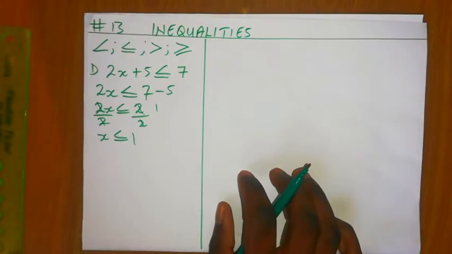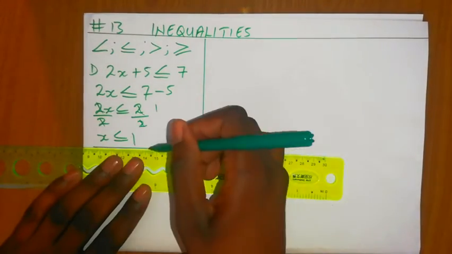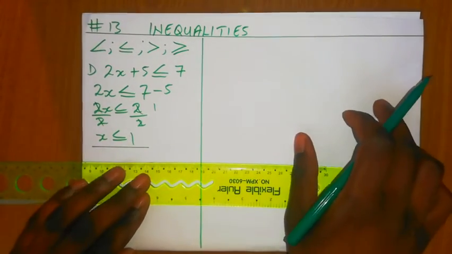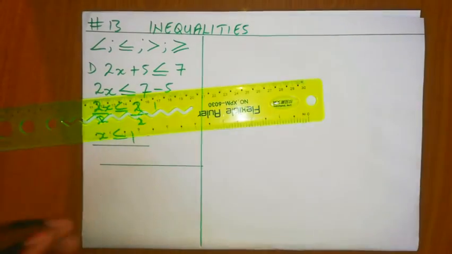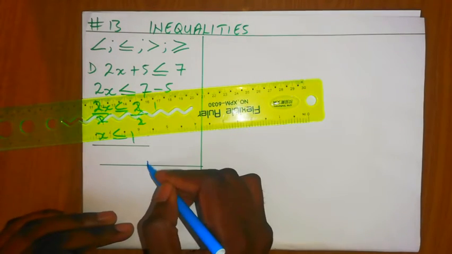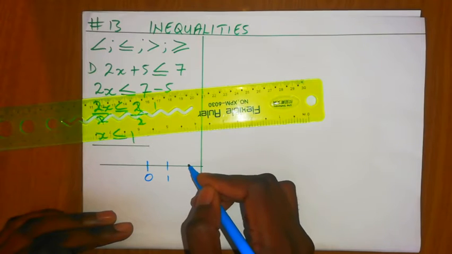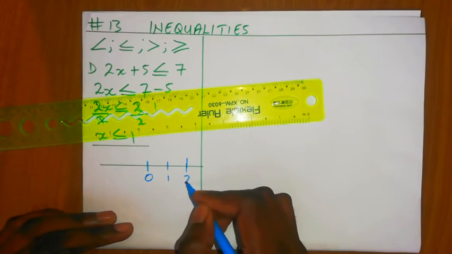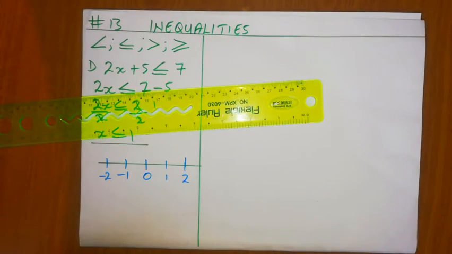If x is less than or equal to 1, you might find a question requiring you to illustrate your solution on a number line. So what you do, you're going to come here and draw your number line. We sketch our number line like this one. If x is less than or equal to 1, this is our 0, 1, this is our 2, negative 1, negative 2. The concept is on a number line, any number to the left is less than any number to the right.